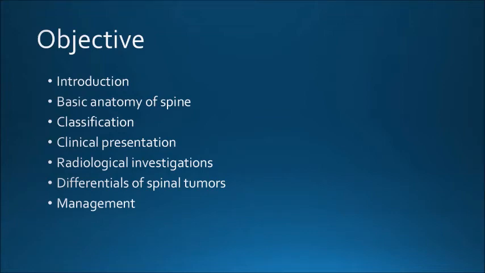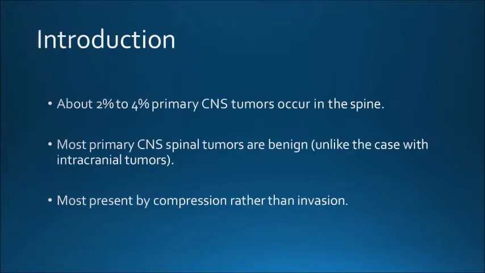Classification of spinal cord tumors and their clinical presentation, radiological investigation to diagnose the spinal cord tumors, differential of spinal cord tumors, and in the last, the management. Starting with introduction, the spinal cord tumors comprise 2 to 4% of primary CNS tumors, and most of these spinal cord tumors are benign, unlike the intracranial lesion, which actually behave like malignant ones.